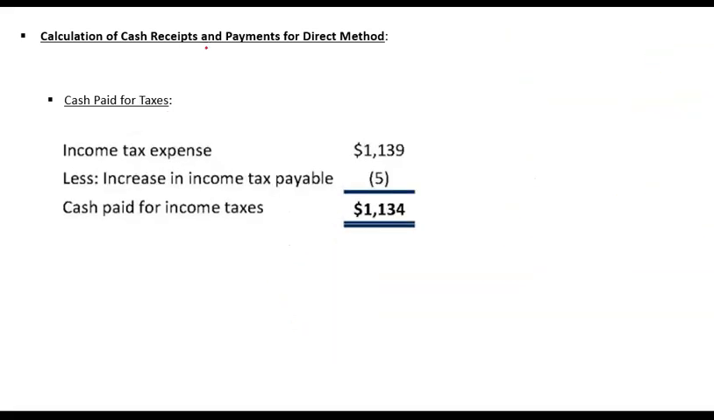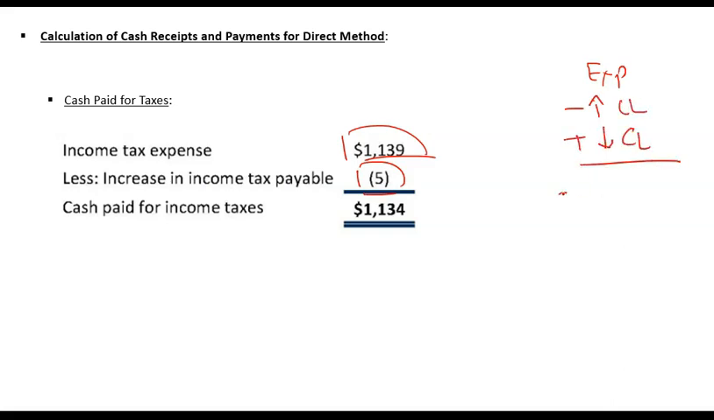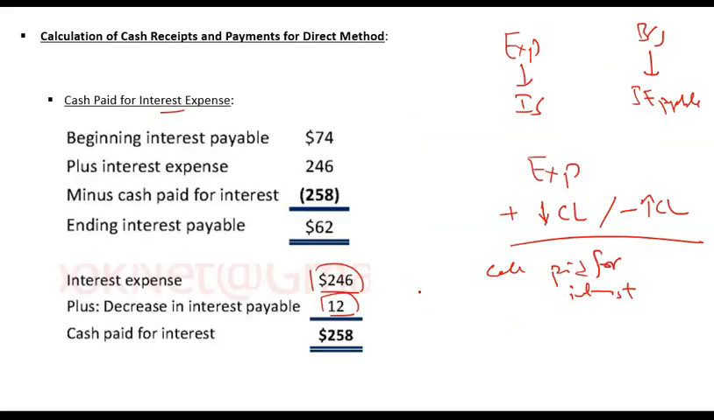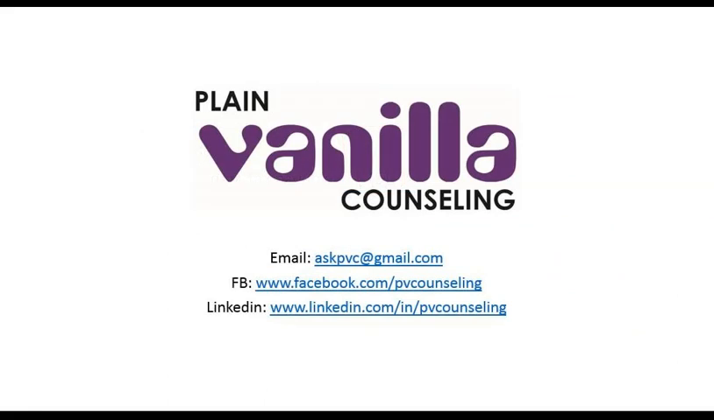For taxes, again, the same method will be used unless there are deferred taxes. If there is any deferred tax, then this calculation will change. But in simple terms, or in a simple question, it should be your expense minus increase in liability. So again, taking the expense, subtracting the increase in current liability, or adding the decrease in current liability, should give you cash paid for taxes. So let it be taxes, purchases, interest, operating expense, or wages, it should remain the same.